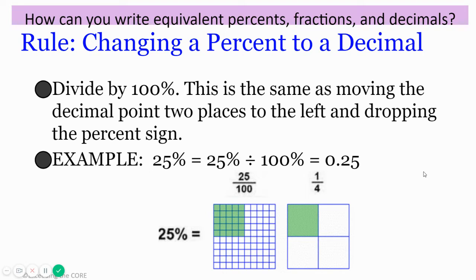Okay, so how do you change a percent to a decimal? Divide by 100%. This is the same as moving your decimal point 2 places to the left and dropping that percent sign. So if you have 25%, divide that by 100, where your decimal place is located at the right of the 5 before you do that division. Move your decimal place twice to the left, and you have 25/100ths or 0.25.